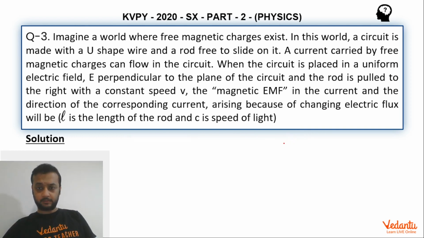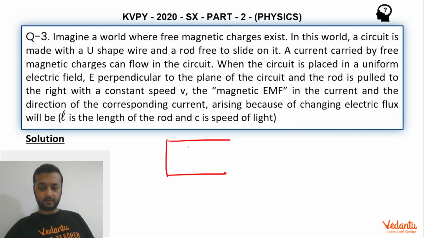Sorry, I'll have to draw that again, my bad. So let me quickly draw this. So this is being pulled with velocity V, and the electric field is E.